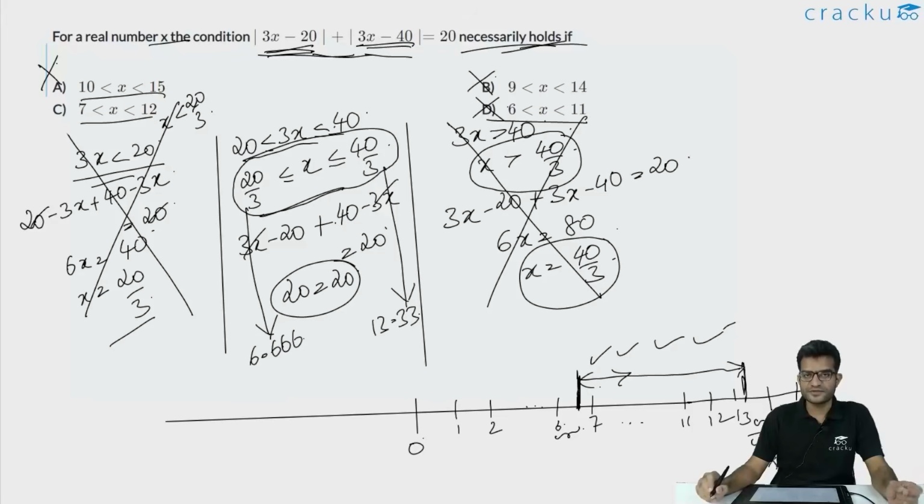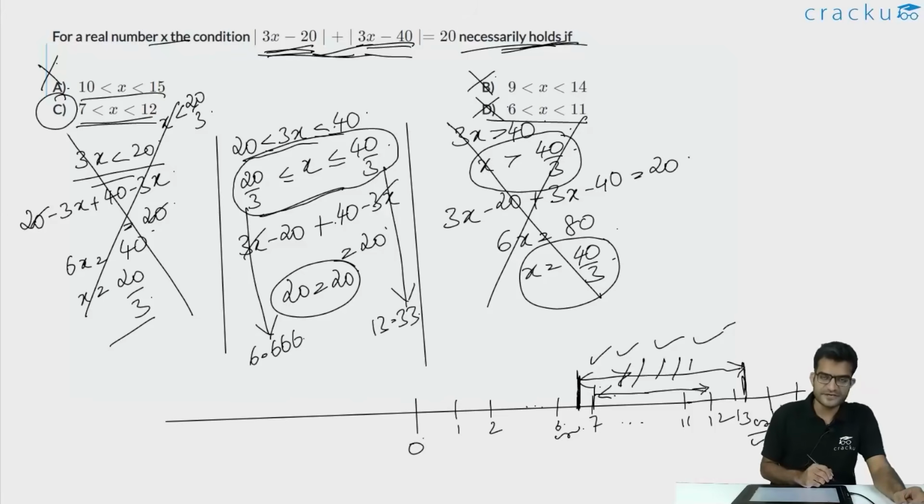If you're looking at the correct option, which is option C, it is saying that whenever x is lying between 7 and 12, this equation is always true. So we can say for sure that whenever x is lying between 7 and 12, the given equation is necessarily true. So the correct answer is option C.